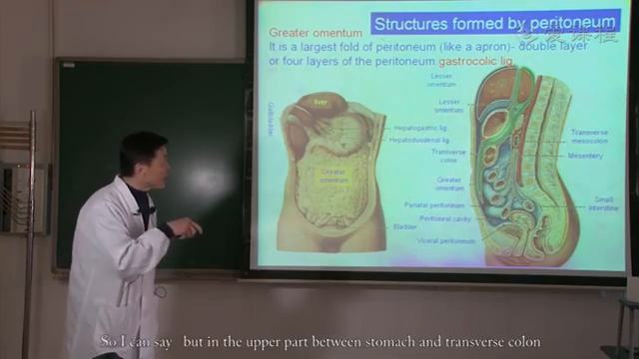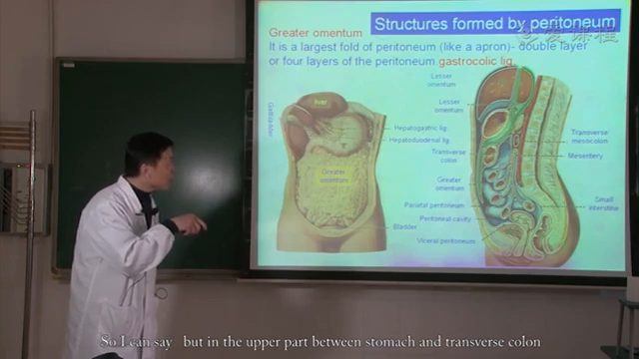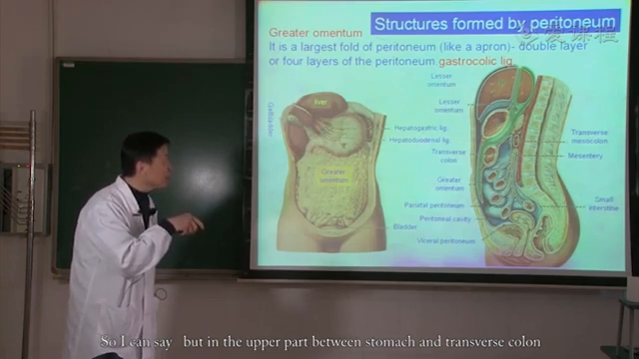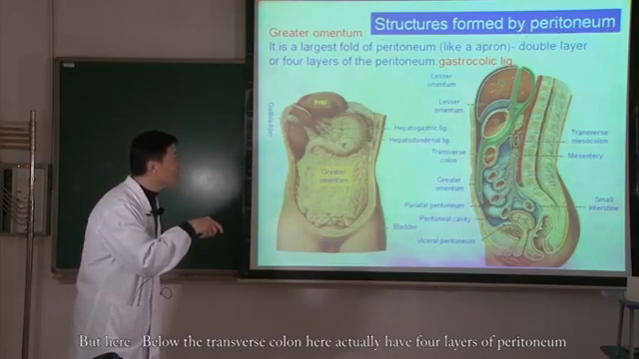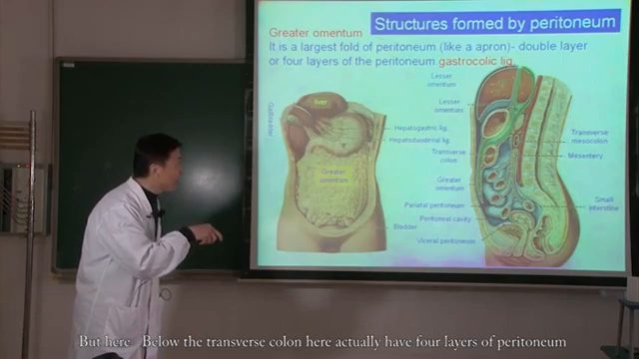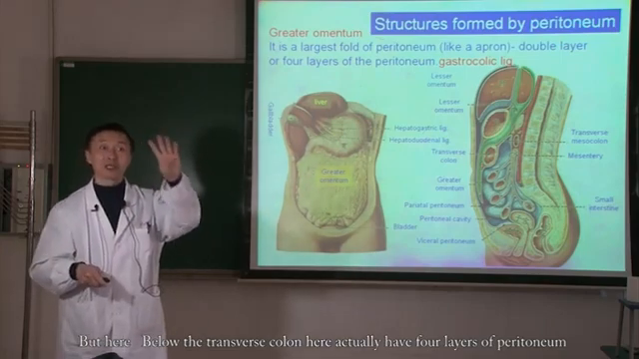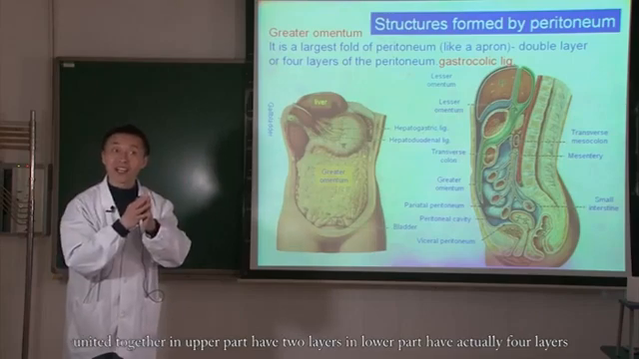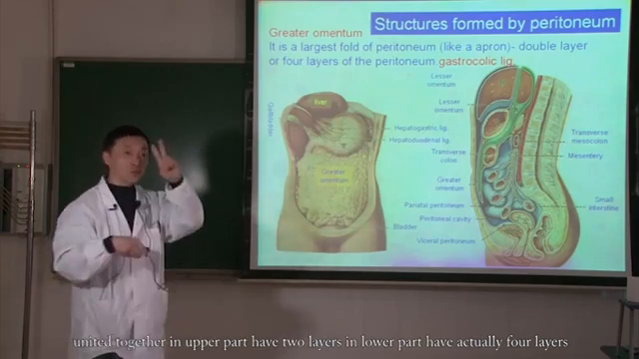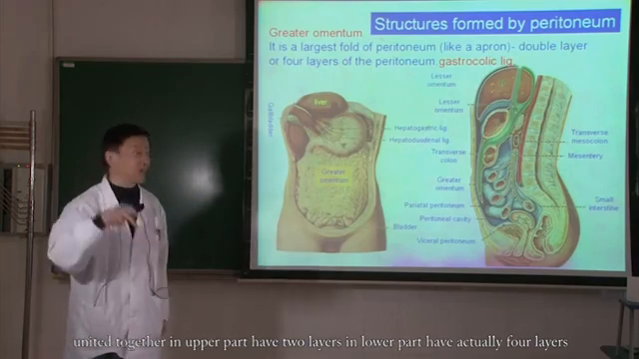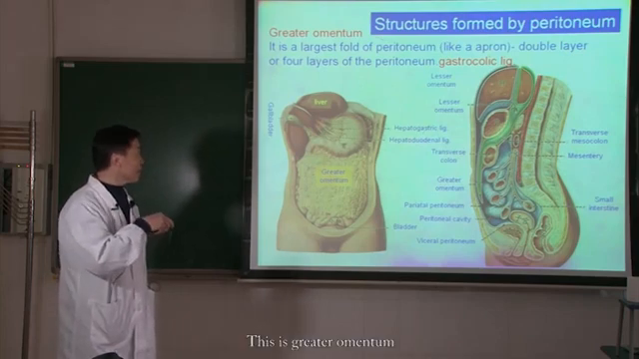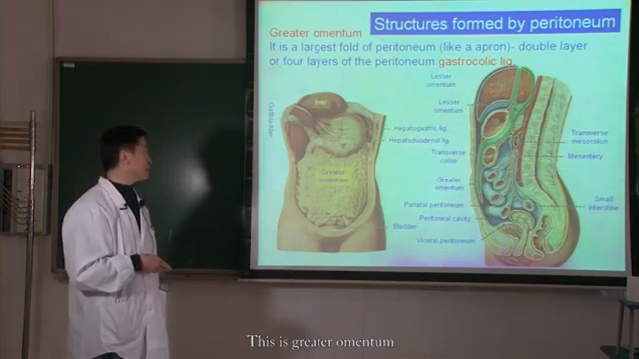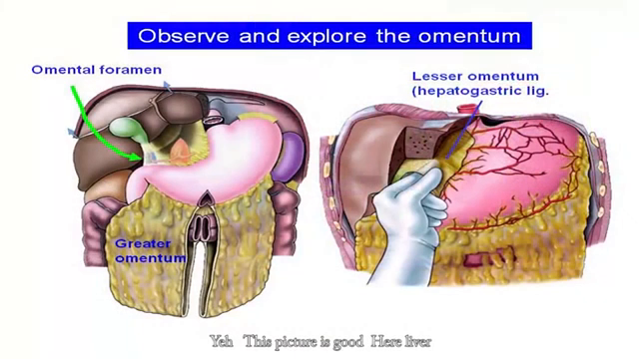So in the upper part, between the stomach and the transverse colon, this part only has 2 layers. But below the transverse colon, there are actually 4 layers of peritoneum united together. In the upper parts there are 2 layers, in the lower parts 4 layers. This is the greater omentum. This picture is good.